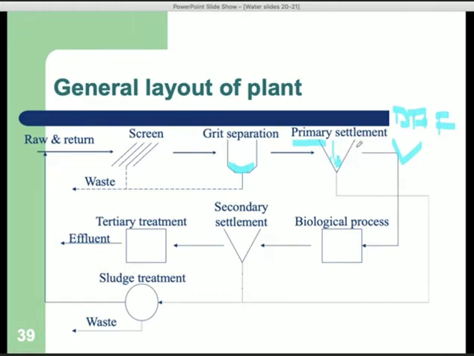Anyway, after primary settlement, you have primary treated water. You still have dissolved and suspended particles in that. And roughly, as a very coarse estimate, you would have about 50% of the BOD still in the water. So the oxygen demand that the water can still generate after primary sedimentation has only been reduced by about half. So these solids that settle here are only half of the oxygen demand.